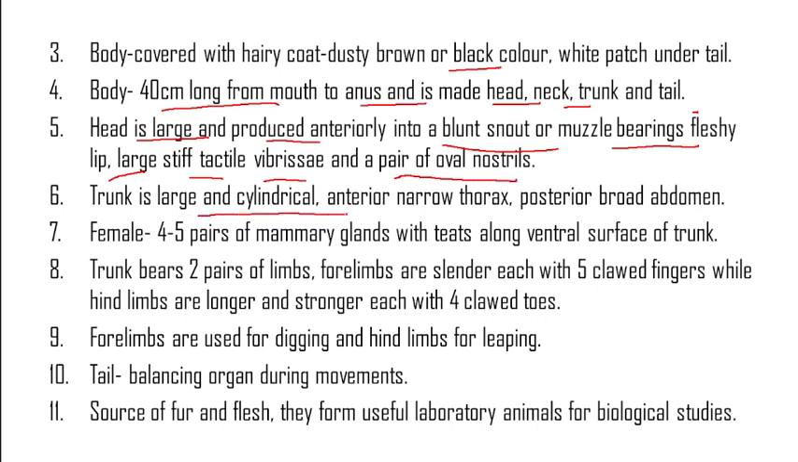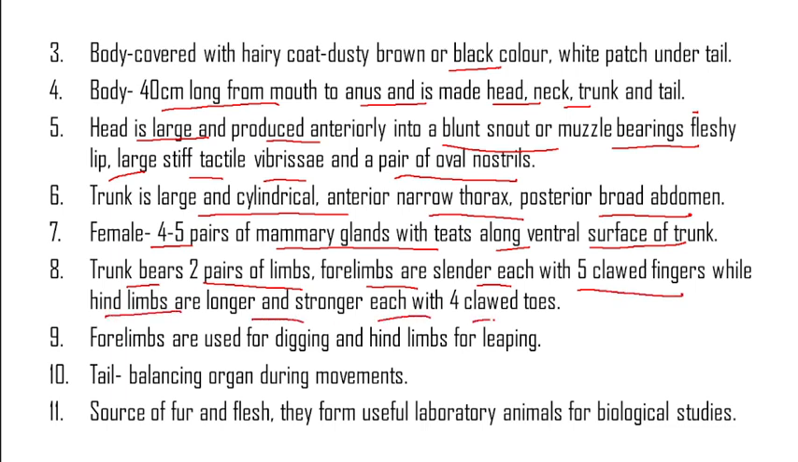Trunk is large and cylindrical, anterior narrow thorax, posterior broad abdomen. Female has 4 to 5 pairs of mammary glands with teats along ventral surface of trunk. Trunk bears 2 pairs of limbs. Forelimbs are slender, each with 5 clawed fingers, while the hind limbs are longer and stronger with 4 clawed toes. Forelimbs are used for digging, hind limbs are used for leaping.